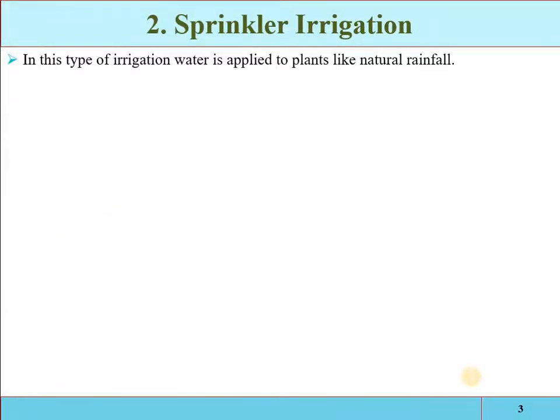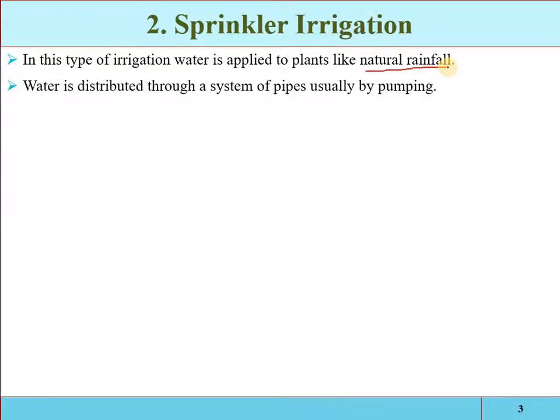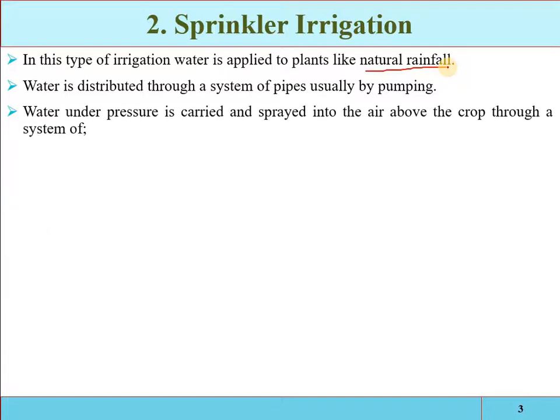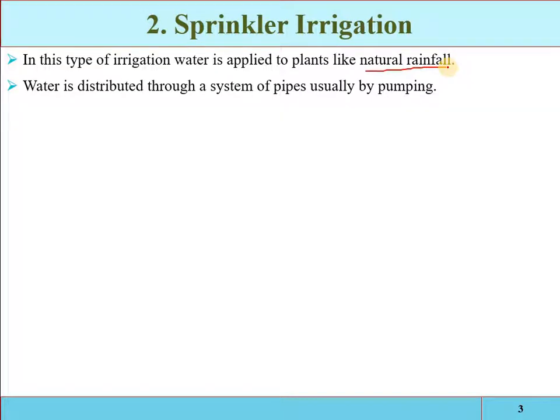In this type of irrigation, water is applied to plants like natural rainfall. A type of natural rainfall is generated, so the losses are almost reduced, and the application of water is effective. Water is distributed through a system of pipes, usually by pumping. The water is pumped from the source, either a surface source or underground water, into the system.